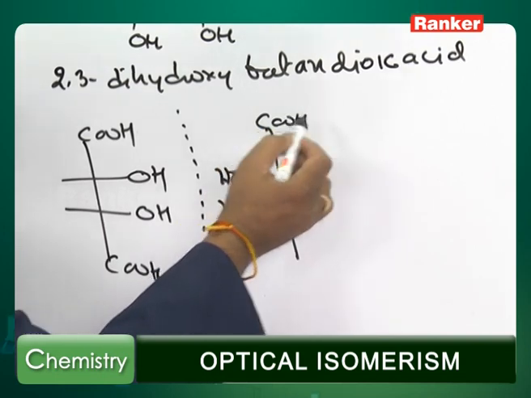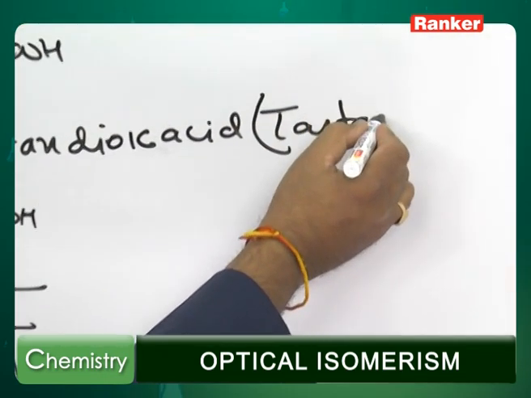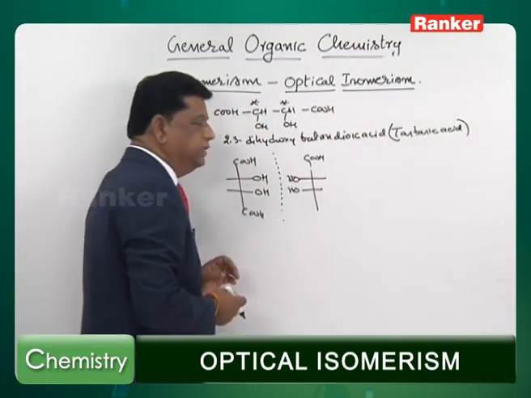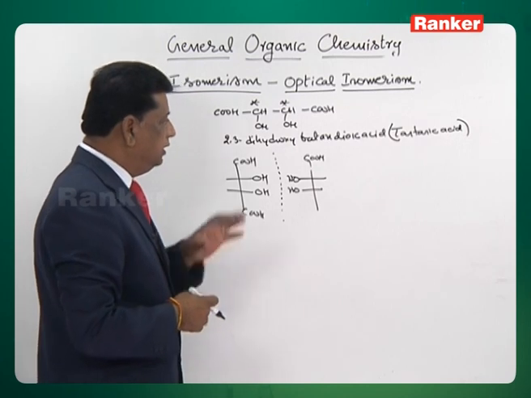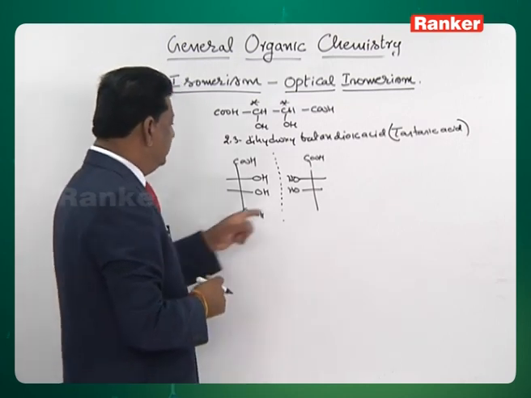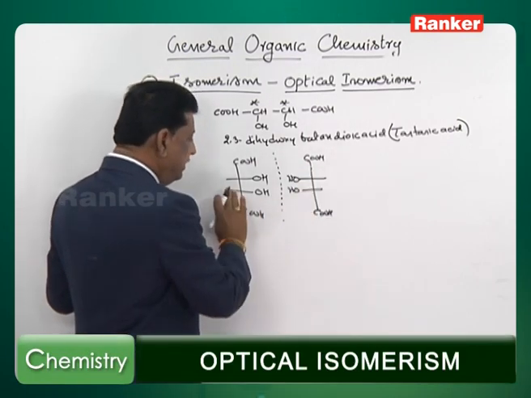So this compound has a common name called tartaric acid. Tartaric acid is the reason for the sour nature of the tamarind. So the tartaric acid is there in the tamarind. So this is another tartaric acid, which is having the same side.